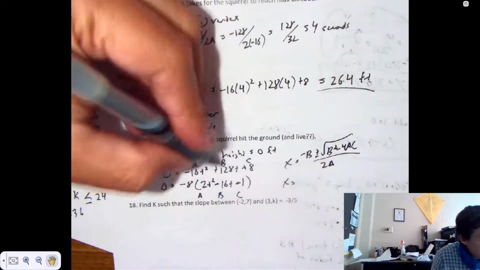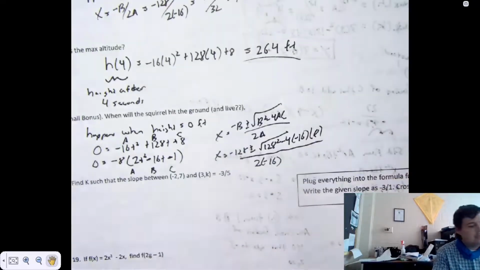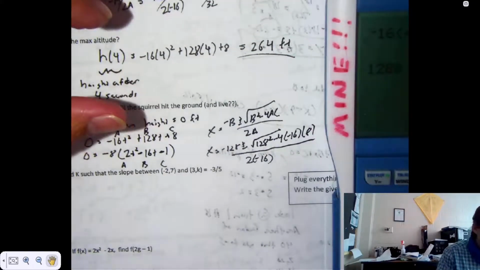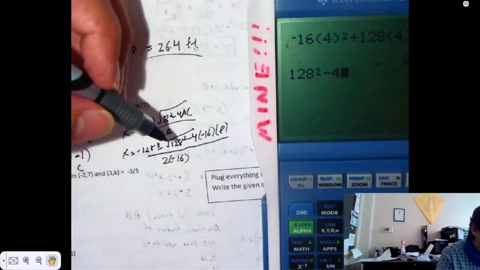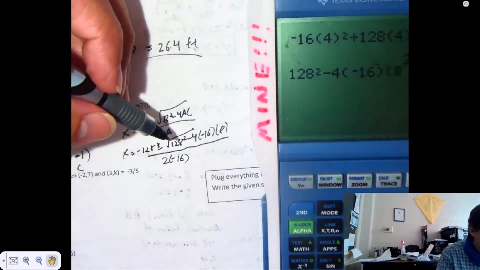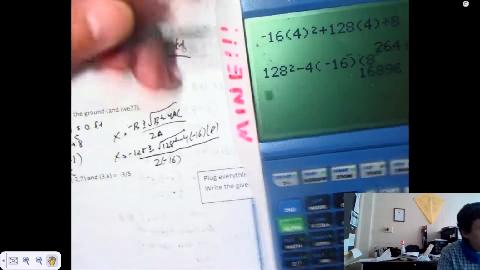So opposite b would be negative 128 plus or minus square root 128 squared minus 4 times negative 16 times 8, all sitting over twice a negative 16. I'm in a hurry. Sorry about the bad handwriting. I'm going to go to my calculator. I'm going to figure out what's inside that radical. I'm doing 128 squared minus 4 times a negative 16. Pay attention to signs, too. You got to make sure you type them in. And inside that radical is 16,896. And this is sitting over negative 32.